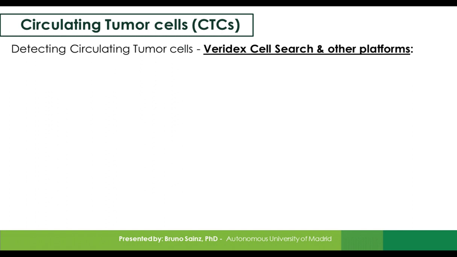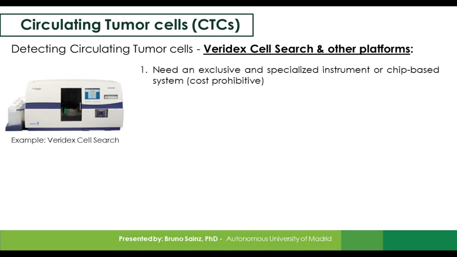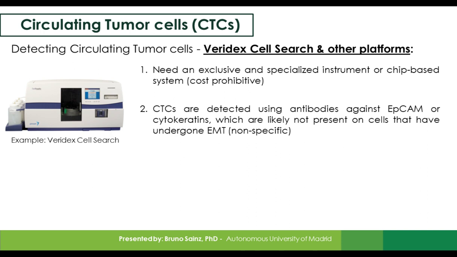To do this, however, specialized platforms and instruments are needed. For example, the Veridex CellSearch system is one platform that is commonly used and FDA approved for certain types of cancers, and also other platforms exist. These exclusive and specialized platforms, however, are very cost prohibitive in some settings. Also, CTCs detected using these platforms use antibodies against, for example, EpCAM, which is an epithelial marker, or cytokeratins, which you could think are likely not present on cells that have undergone EMT or have assumed a more mesenchymal-like state.